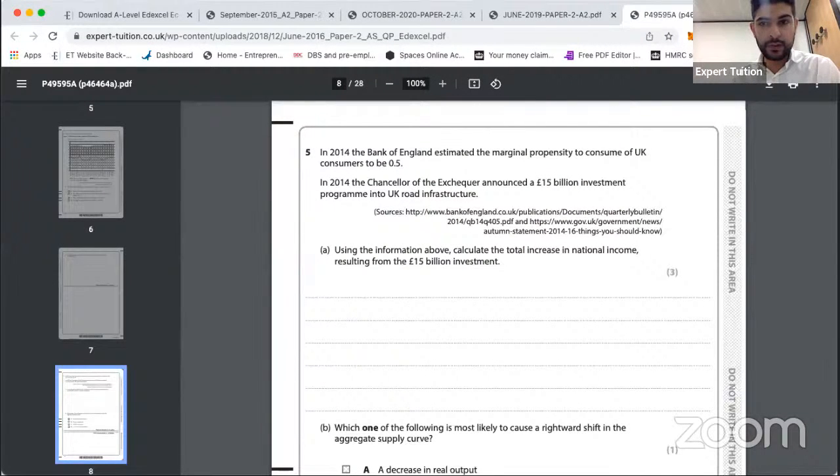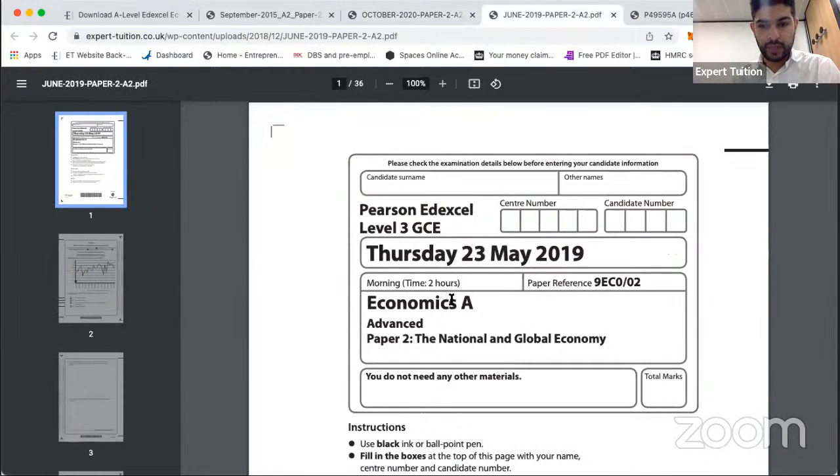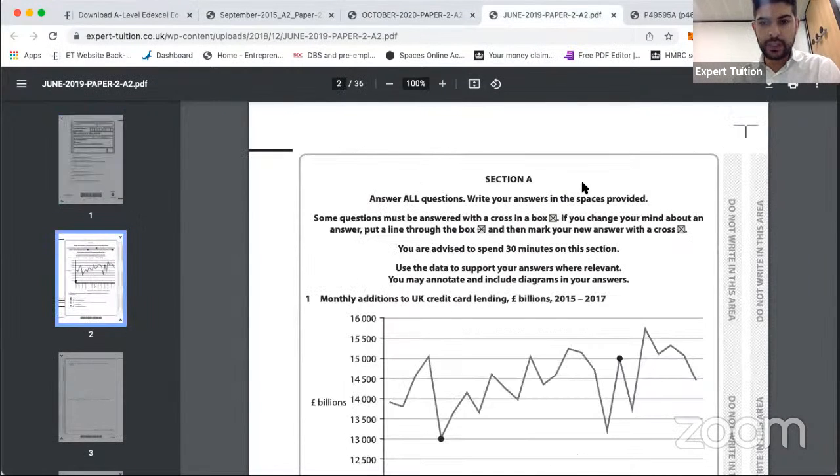So let me unshare this and instead share the following question. Not this one, that's going to be in a moment. The one I want to do instead is the 2019 paper, I believe it was. Yes, number 1. Okay, so the 2019 paper from the Edexcel paper has the following data.